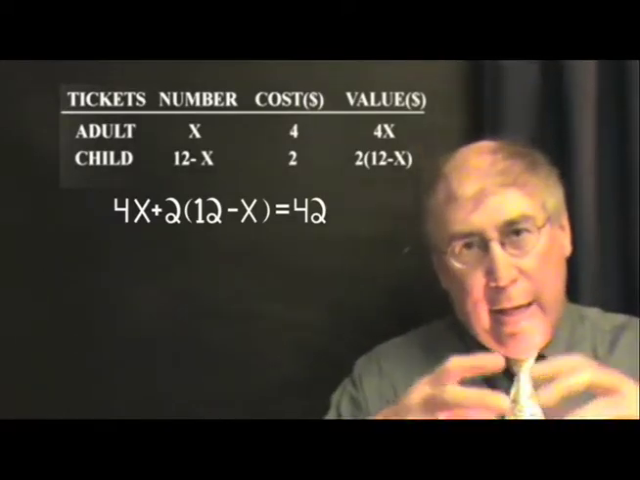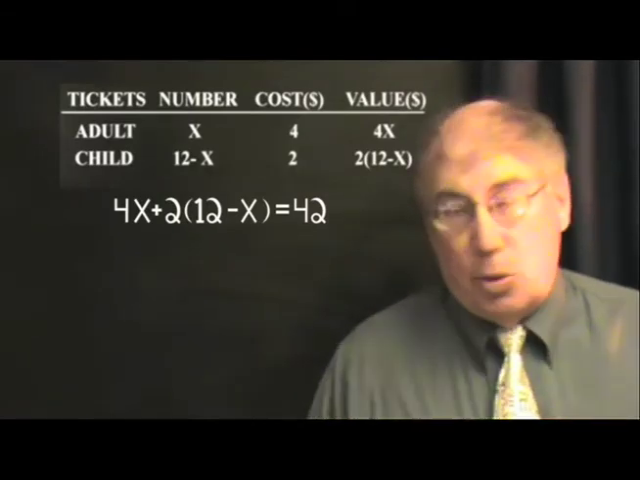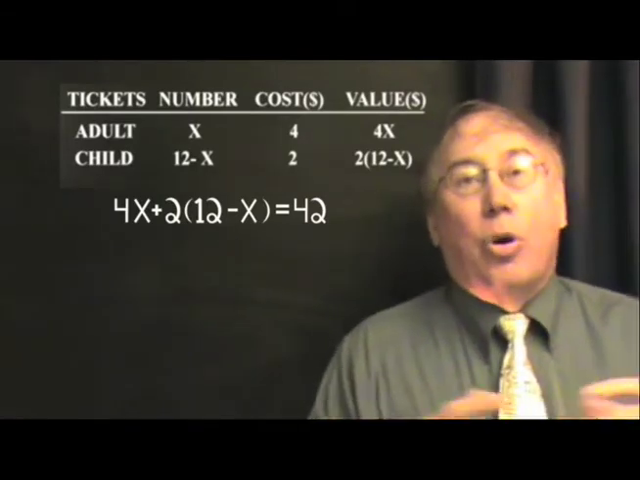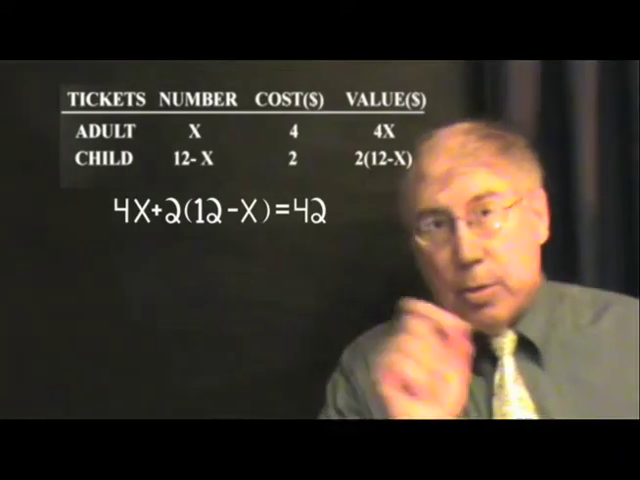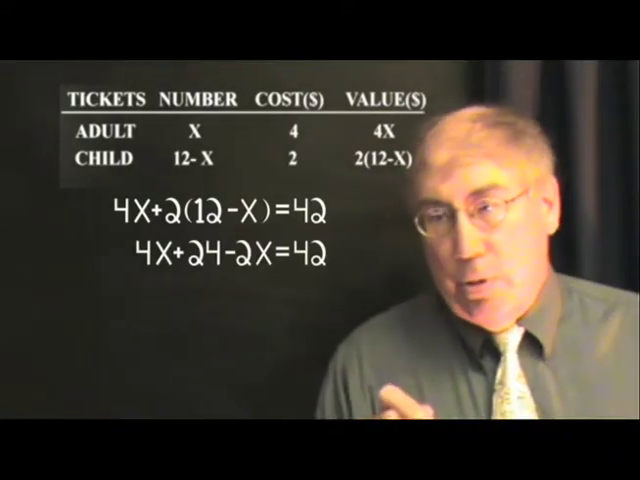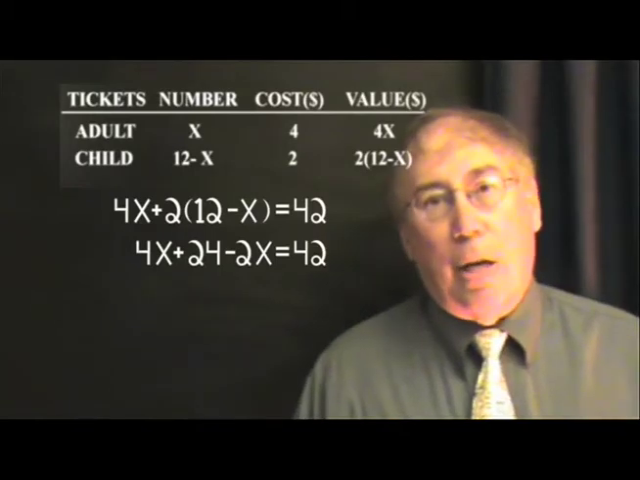And let's let X represent the number of adult tickets. So we're going to find those, and let's say that there's a total of 12 tickets. So we can subtract X from 12 for the children's tickets, and let's say he spends $42 altogether.